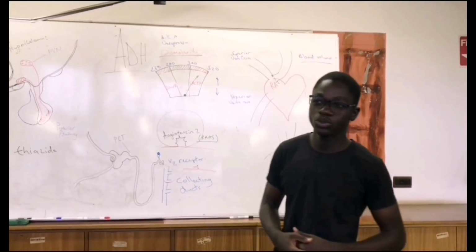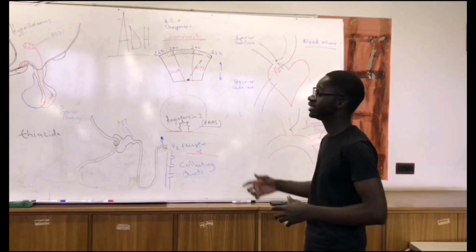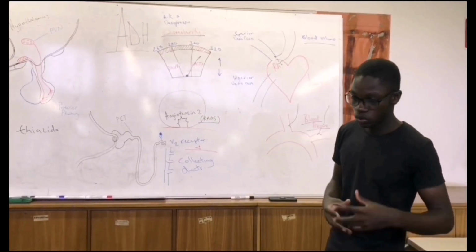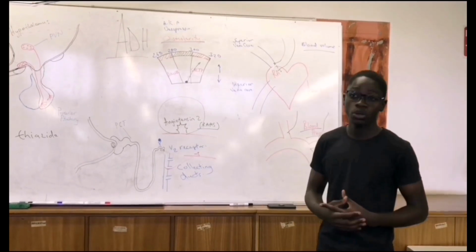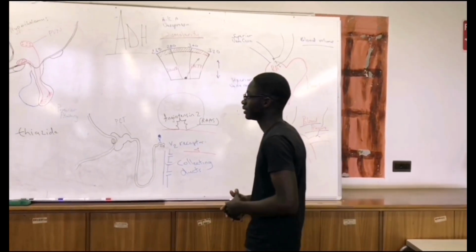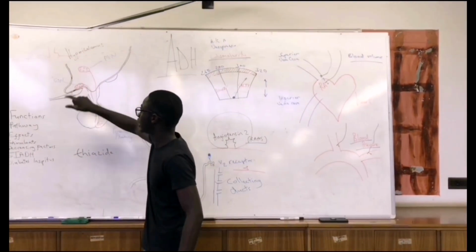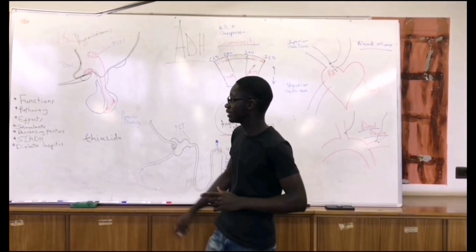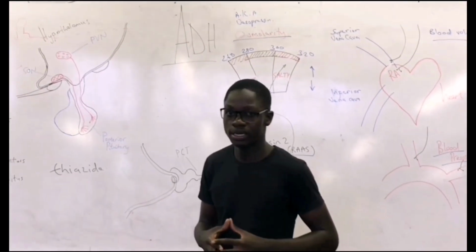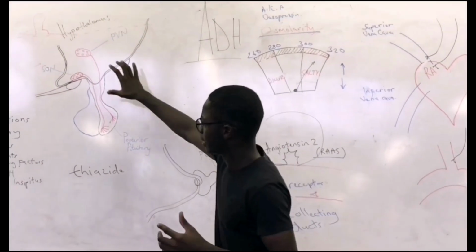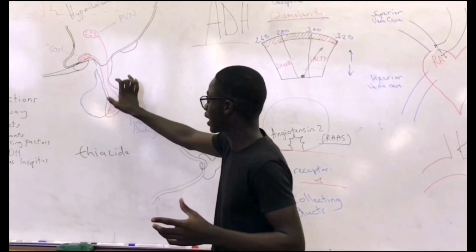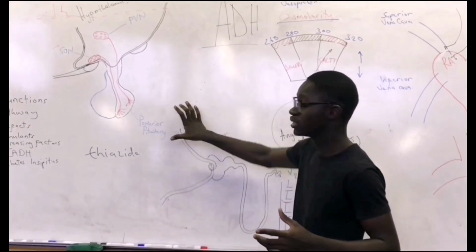In this video, I'm going to take you through ADH, also called vasopressin. ADH stands for Antidiuretic Hormone. It is synthesized in the supraoptic nucleus and the paraventricular nucleus, mostly in the supraoptic nucleus. These nuclei are a collection of cell bodies whose axons run into the posterior pituitary gland.